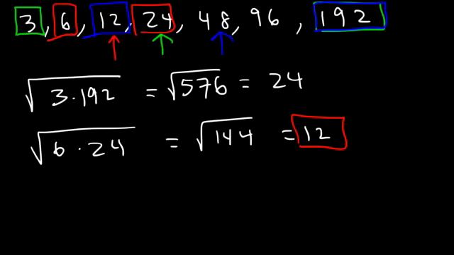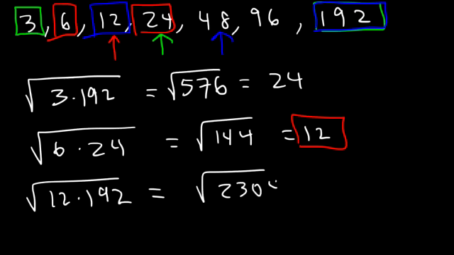That should give us a number in the middle, which is 48. So 12 times 192 is 2,304. The square root of that number is indeed 48. And so that's it.